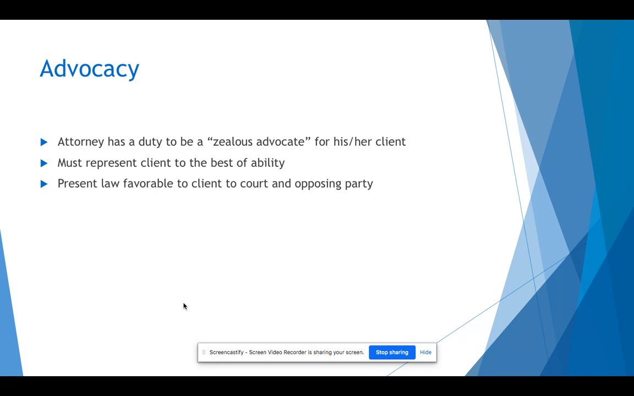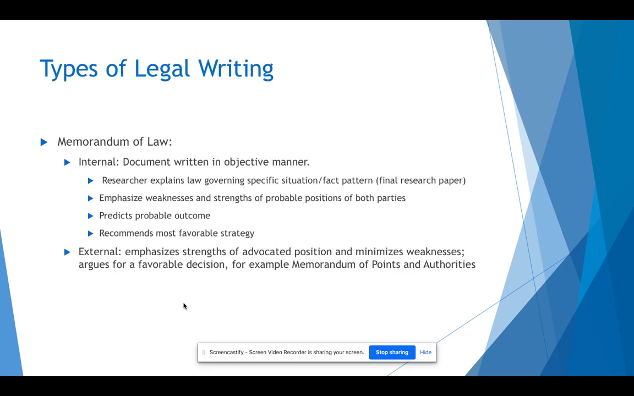And you have to present the law favorable to the client, to the court, and the opposing party. So you're going to do your best to find law in favor of your client and to the detriment of the opposing parties.